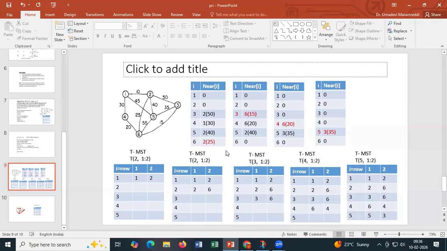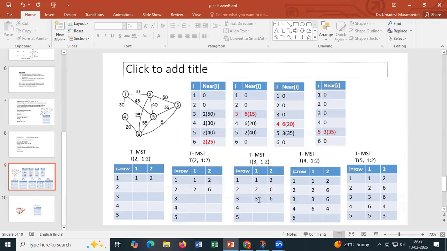Earlier you had 10, now 10 plus 25, 35. Now 1, 2 and 6 are added. Remaining are 3, 4, 5. Earlier the near of vertices was updated with either 1 or 2. Now 6 is added, one more vertex is added. So if any vertex among these forms a less cost edge, you have to update. 3 is near to 6 with cost 15. Earlier 3 was near to 2 with 50, but now 3 is near to 6, so update with this. 4 is also near to 6. So you updated. What is the minimum cost?